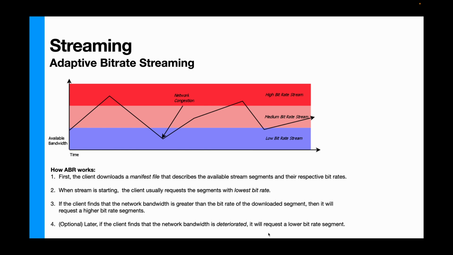Let's look at how exactly ABR works. First, the client downloads a manifest file that describes the available stream segments and their respective bit rates. When the stream is starting, the client usually requests the segment with the lowest bitrate. If the client finds that the network bandwidth is greater than the bitrate of the downloaded segment, then it will request a higher bitrate segment. Later, if the client finds that the network bandwidth has deteriorated, it will request a lower bitrate segment.